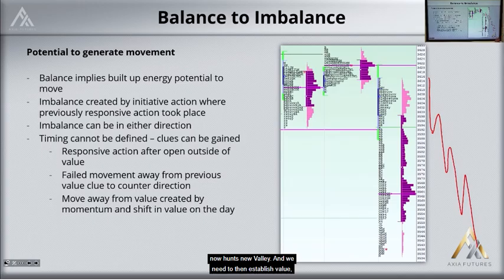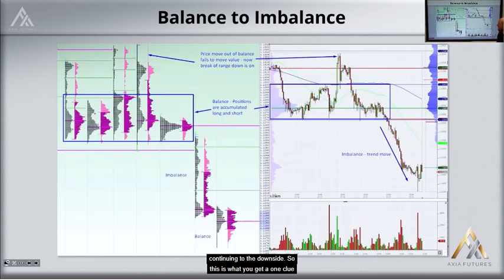The market now hunts new value. And we need to then establish value at lower and lower prices in this instance before you can start to find sufficient buyers that are going to stop this move continuing to the downside. So this is what you get. And one clue to a potential imbalance is going to be a failure to imbalance one direction presents the possibility, or the greater possibility, of imbalance in the other.